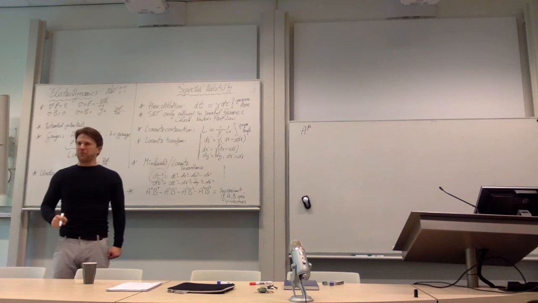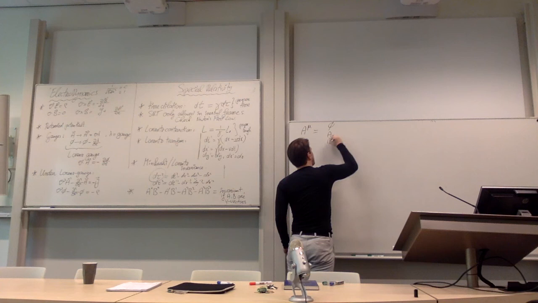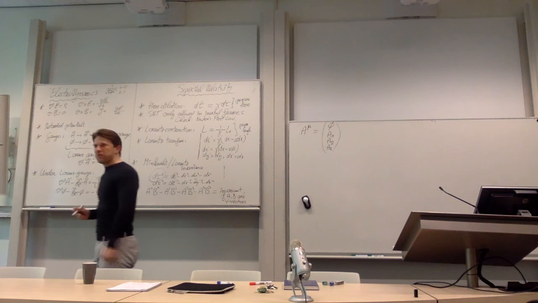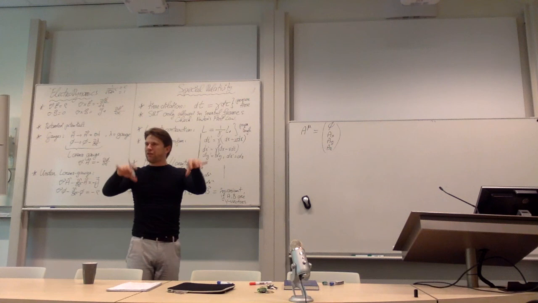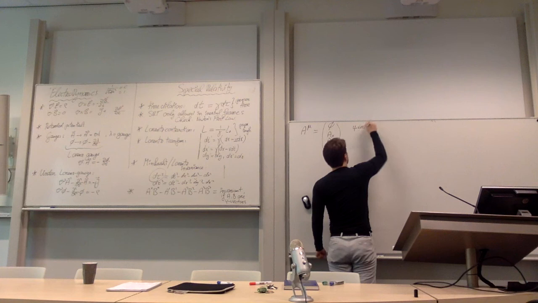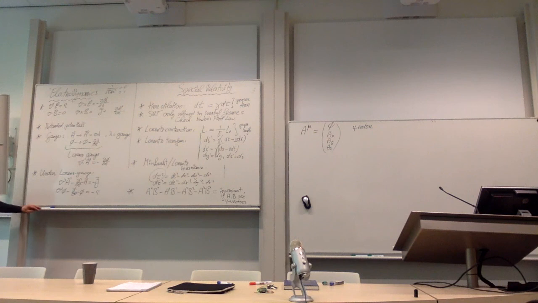This particular combination of four numbers, the scalar potential and then the three components of the vector potential, we call A mu, is a four vector. I'm claiming this now. I haven't proven it yet, but I promise I'm going to postulate these things and then prove that they're true. This is a four vector. In other words, it transforms under Lorentz transformations. So that's nice. You know, it's also a four vector.